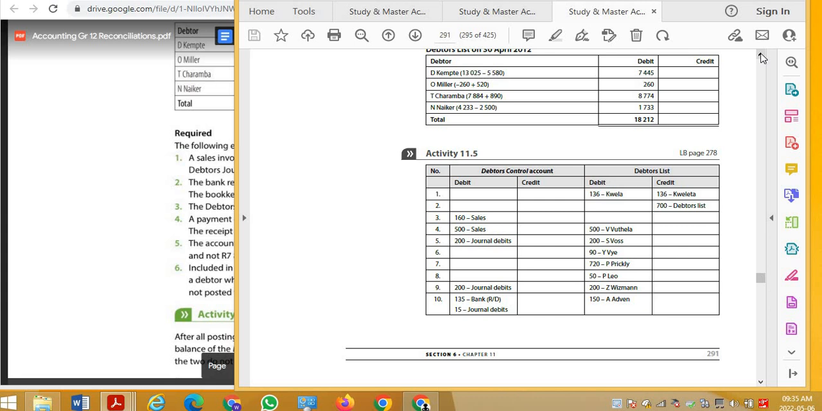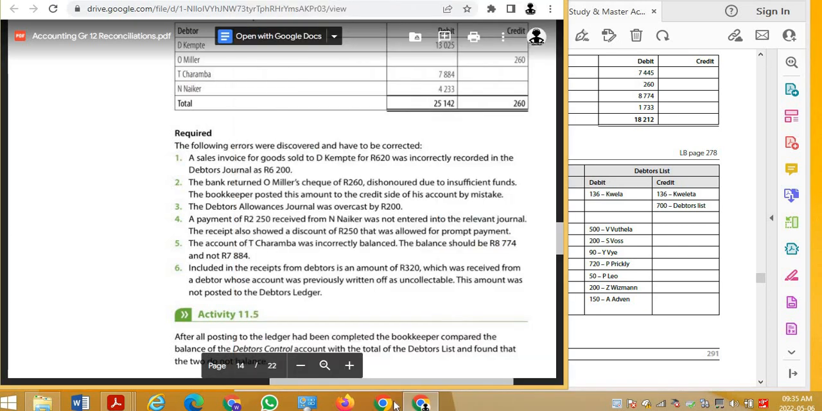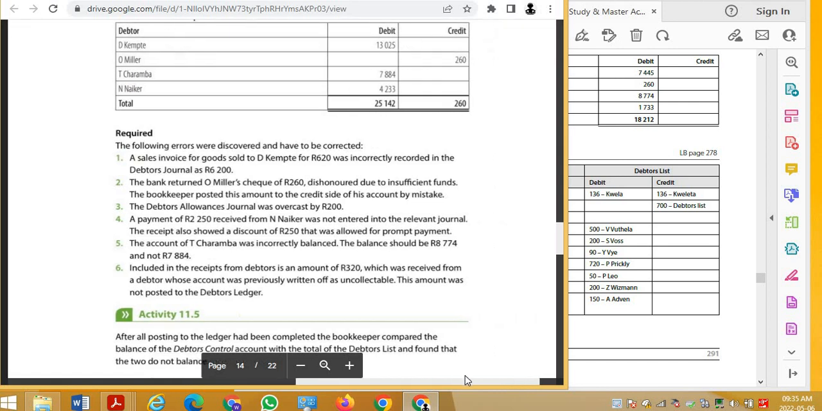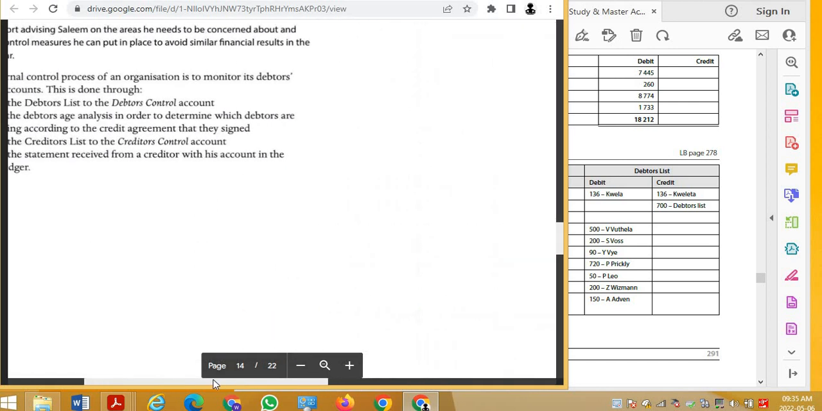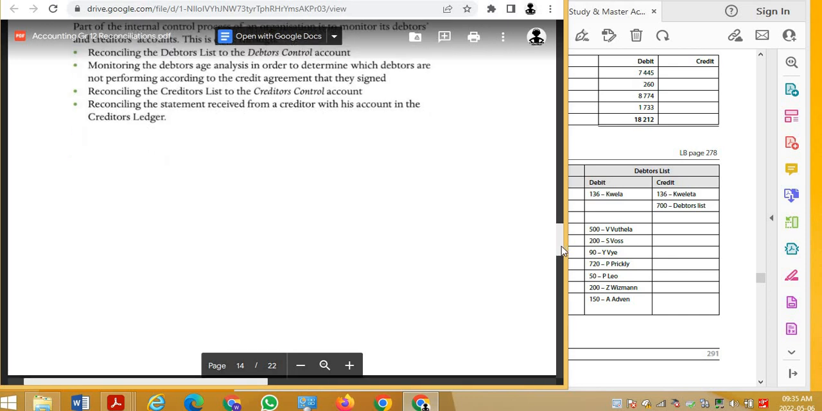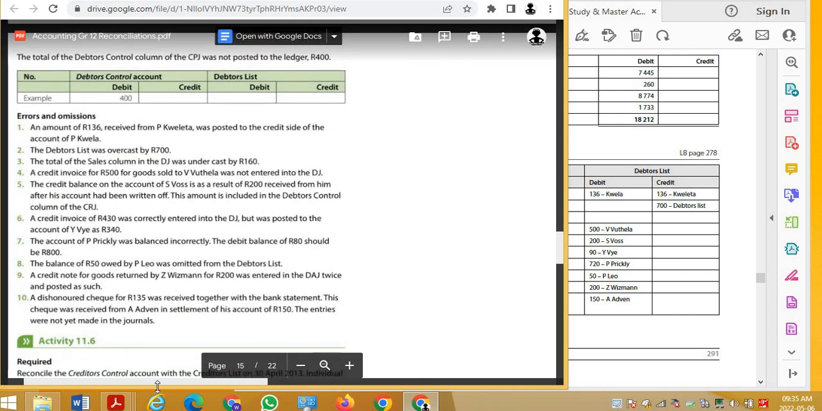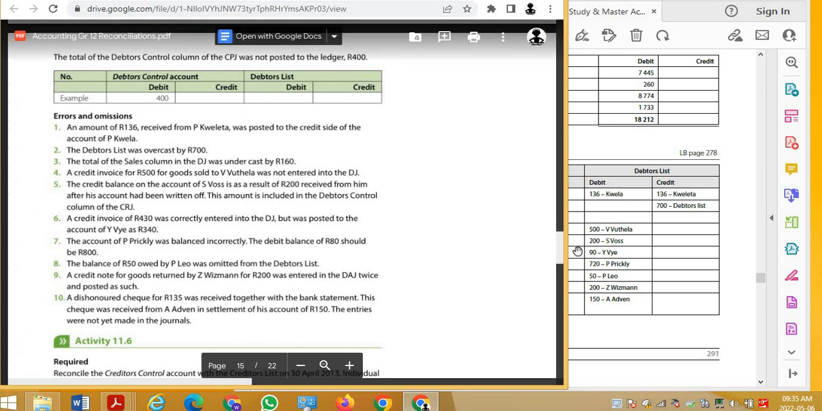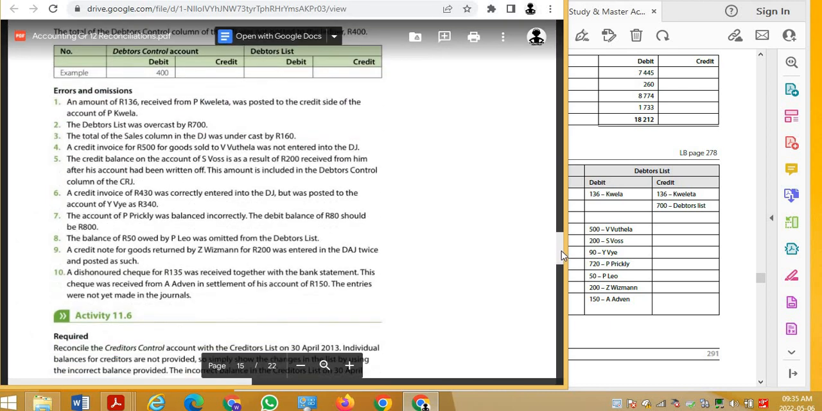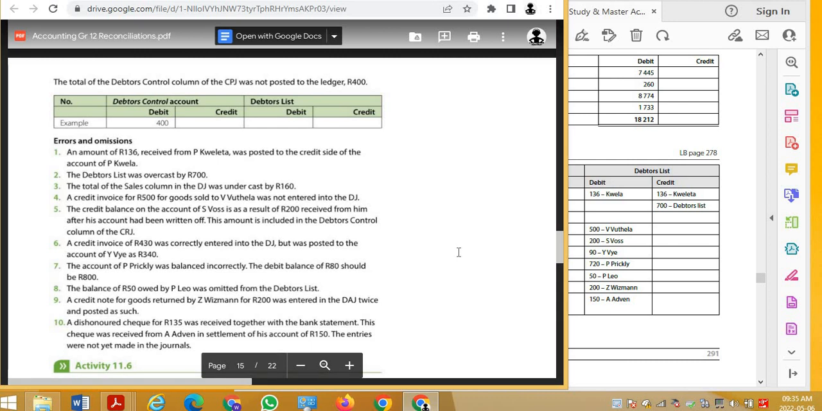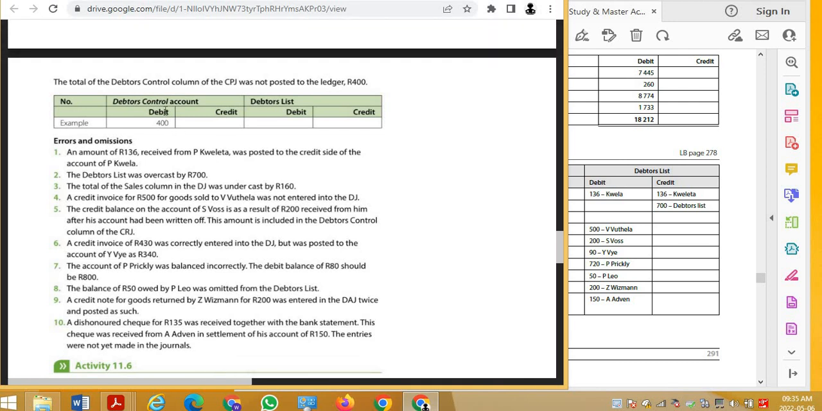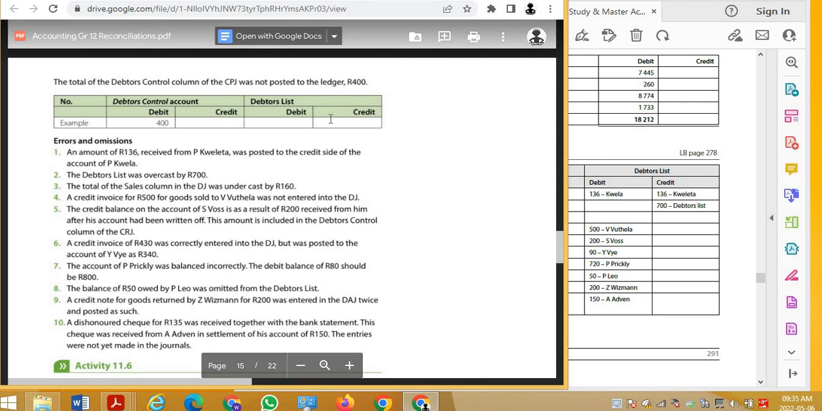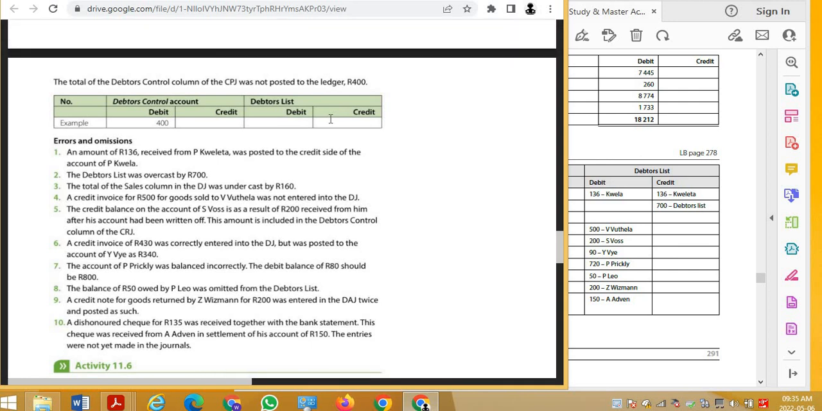Okay, so for 11.5, let's just go over what they're asking, what they need from us. Is that going to be on the next page? It seems like it. Here we go. Okay, so they give you an example over here. Debtors, how does it affect the debtors control account and how does it affect the debtors list? It's a very nice one just to clarify that you know where it goes or if it affects both.